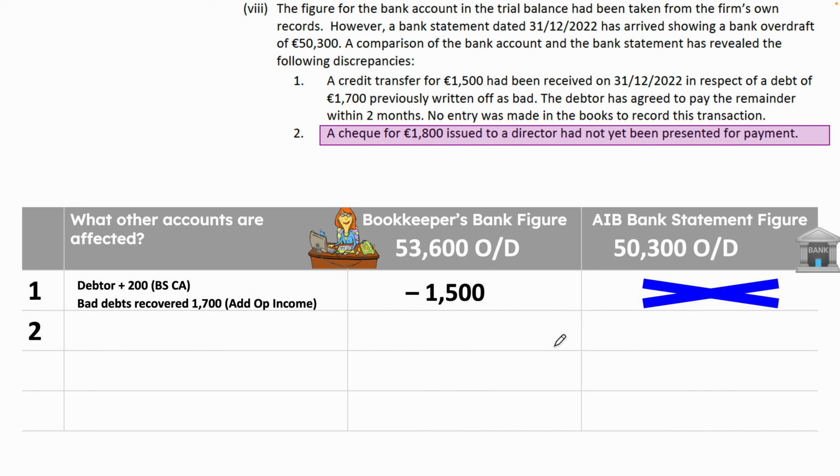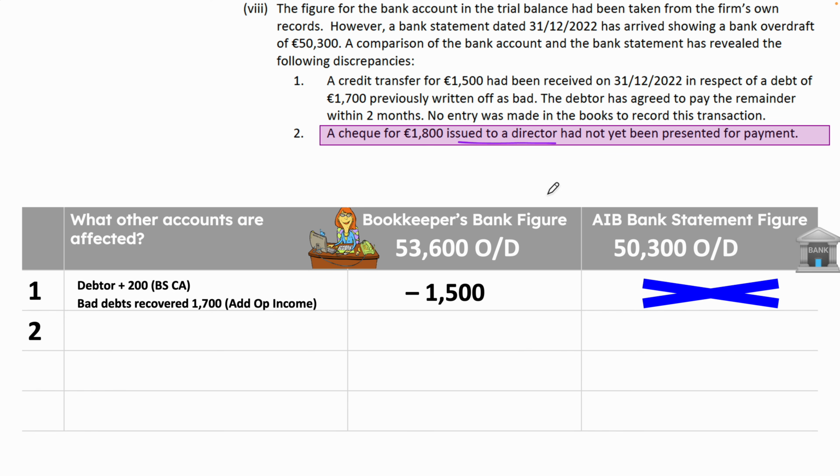The second part, a cheque for 1,800 issued to a director had not yet been presented for payment. So whose issue is this, right? So this is basically that the AIB don't know about this yet. The cheque was issued to a director, okay? The director has gone away with the cheque in the back pocket, and they just haven't lodged it into their bank yet. So it hasn't come out of the AIB's bank yet.